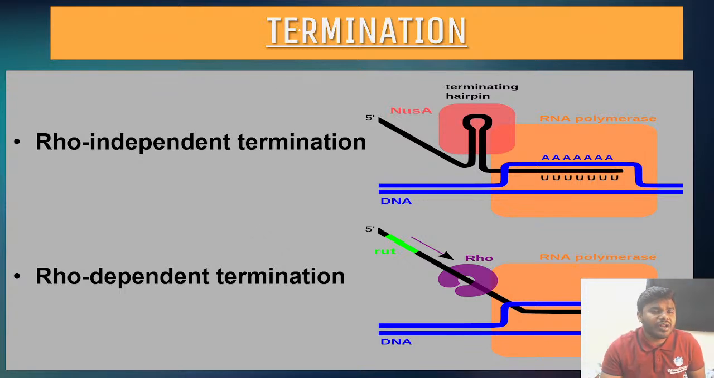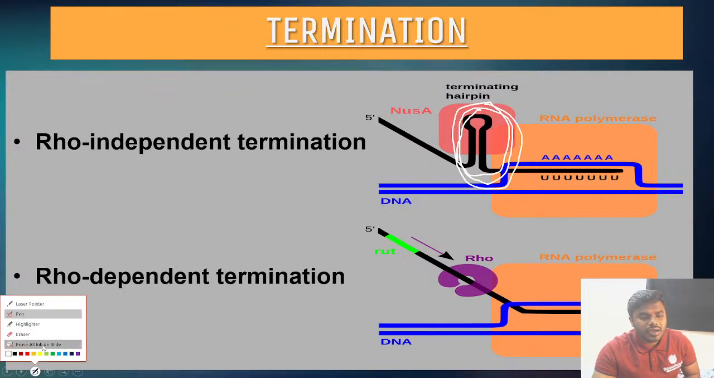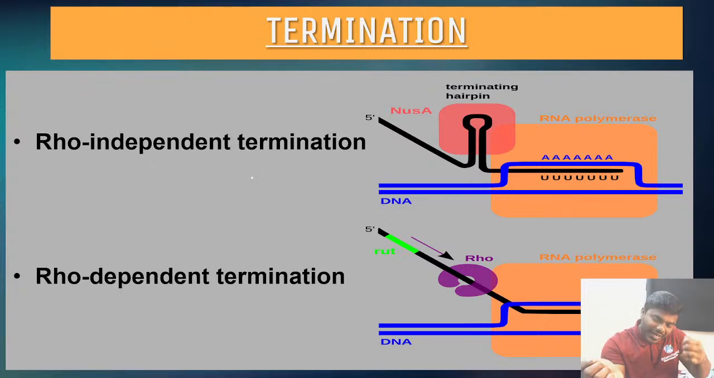In the process of termination, there are two types. One is where the RNA comes out on its own. It does not require any protein help or any enzyme help. RNA will come out of the DNA on its own, with the help of a hairpin loop-like structure, which associates with itself and the RNA immediately comes out. It is not taking anyone's help.